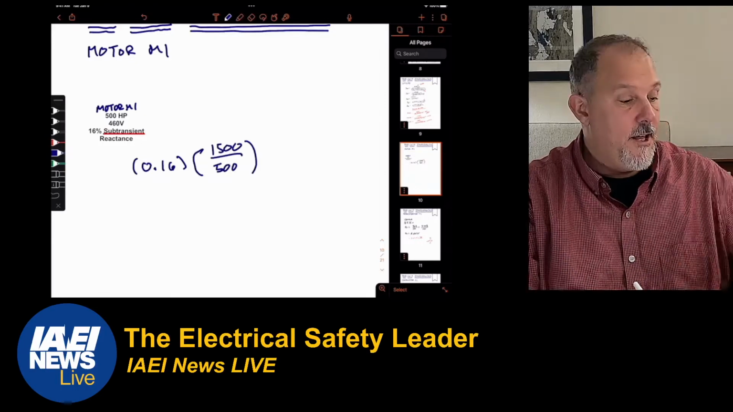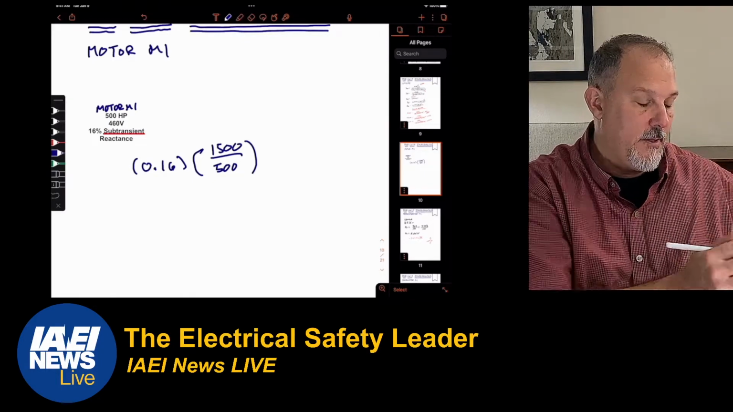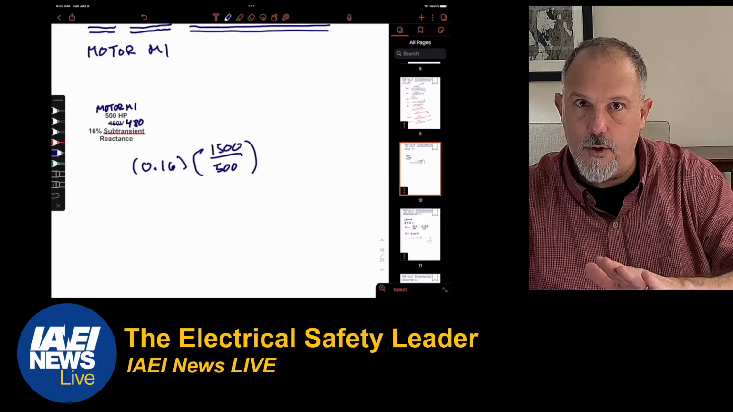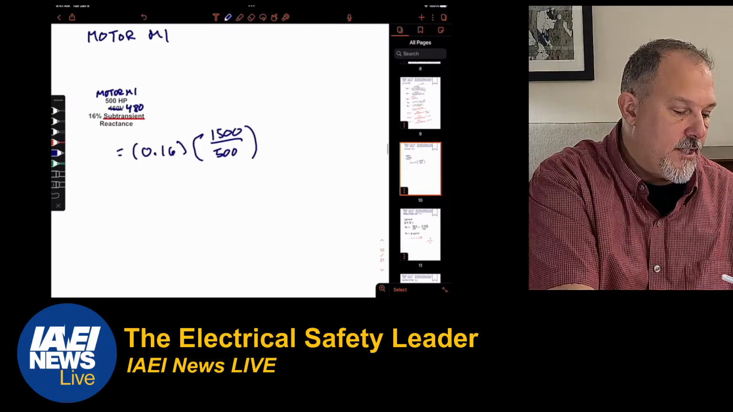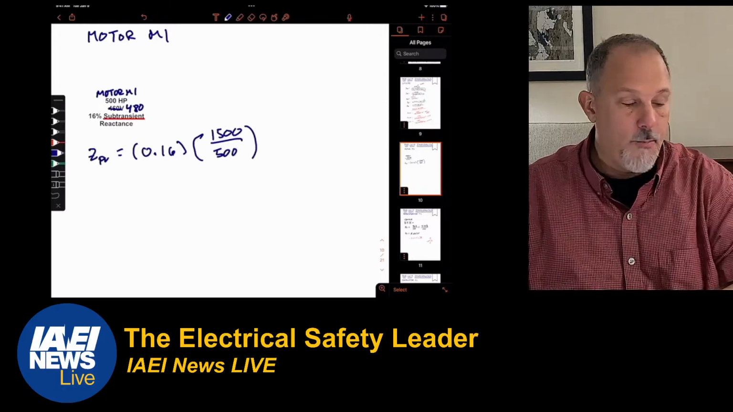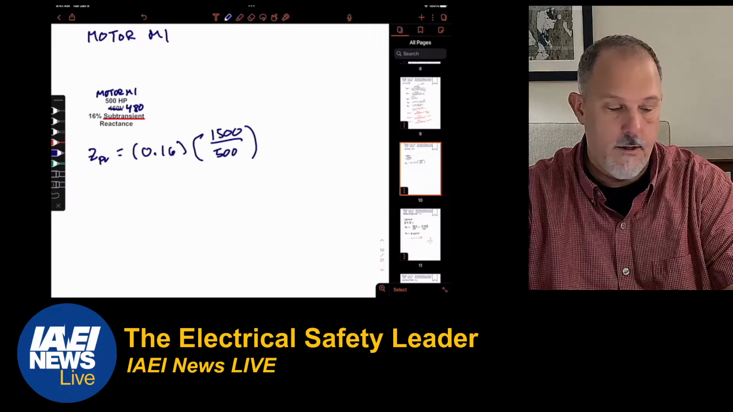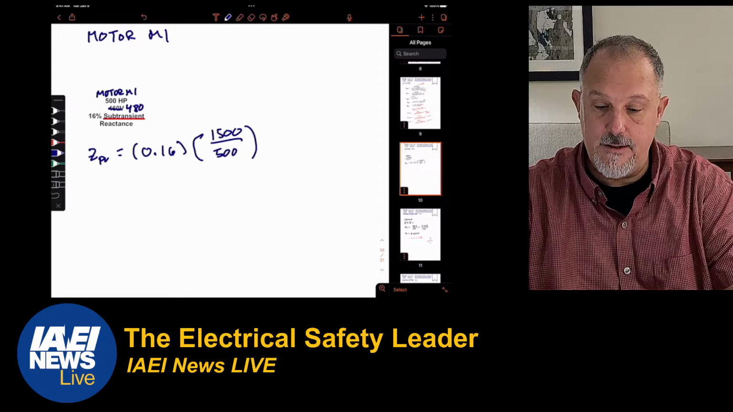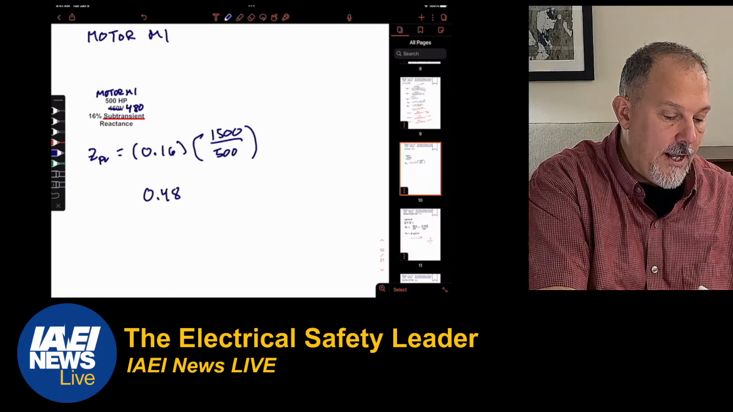Why? Because the 0.16 is based on a 500 horsepower. And I'm not going to do the 460. I'm going to say it's 480. So it's a 480 volt motor. We're not going to do the voltage. I'll save that for another day. All right, so Z per unit is equal to 0.16 times 1500 over 500. So 0.16 times 1500 divided by 500 is 0.48.